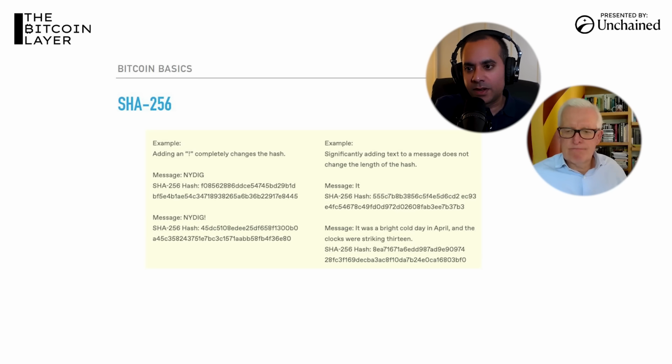I think that, do you have any follow-up questions on SHA-256? And let me just read you a definition from River real quick, Michael. SHA-256 is a cryptographic hash function which takes an input and produces an output of a fixed length. All SHA-256 outputs are 256 bits long. This process is deterministic, meaning a given input will produce the exact same output every time.